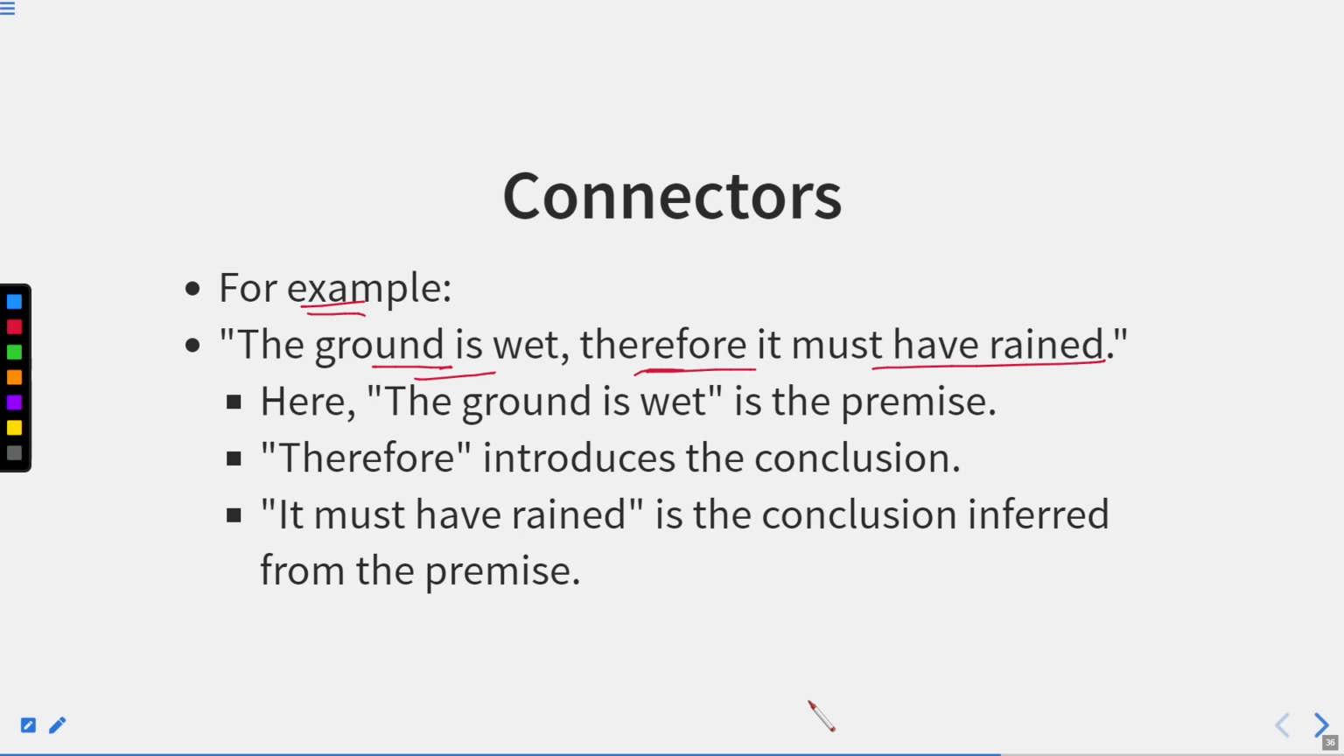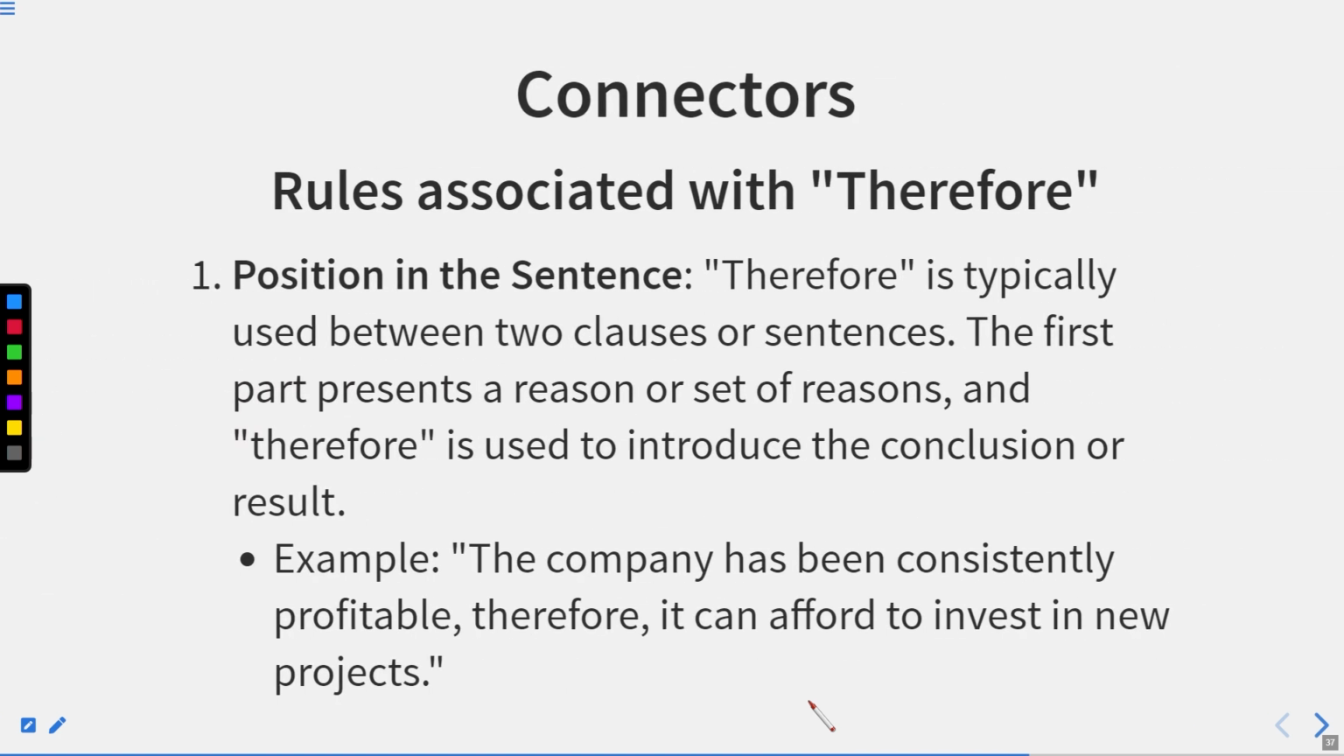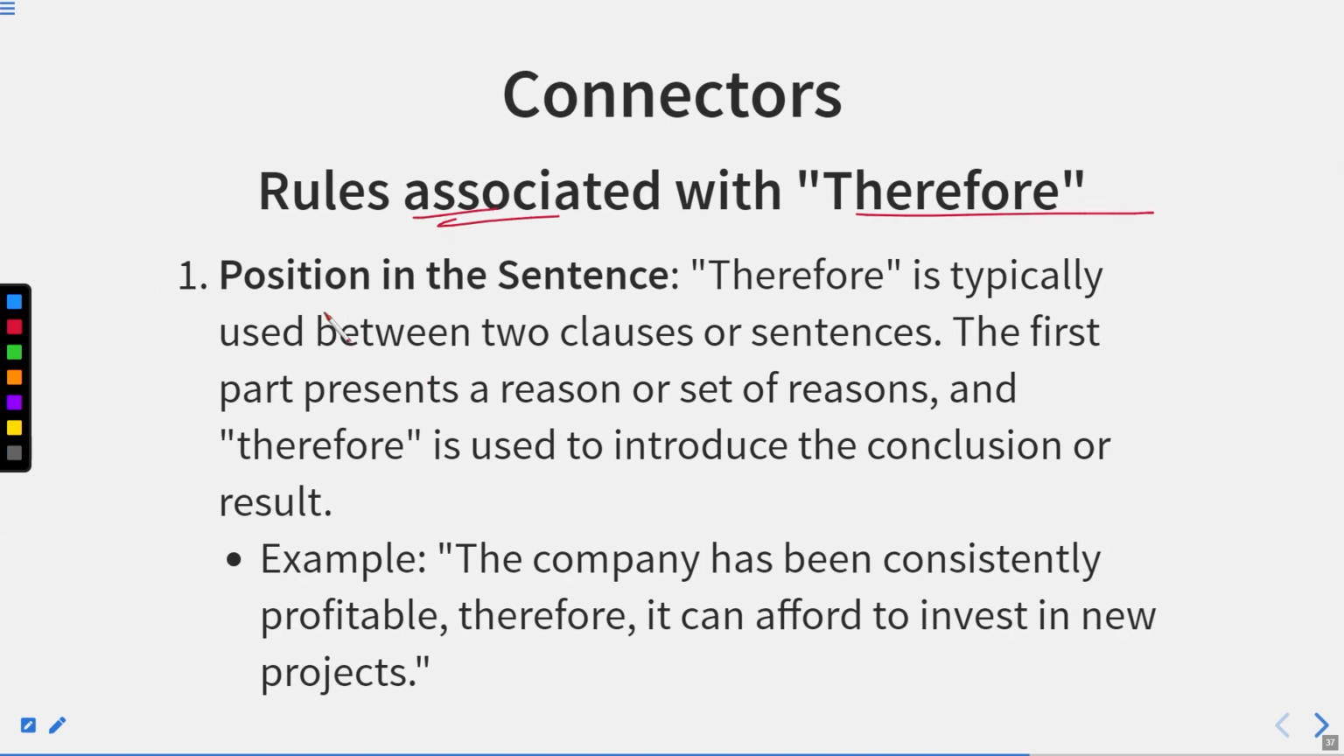Okay, here "the ground is wet" is the premise, therefore introduces the conclusion. "It must have rained" is the conclusion inferred from the premise. Okay, so this is only the inference based on this premise. Now, rules associated with therefore.